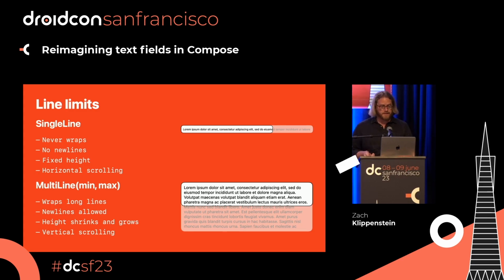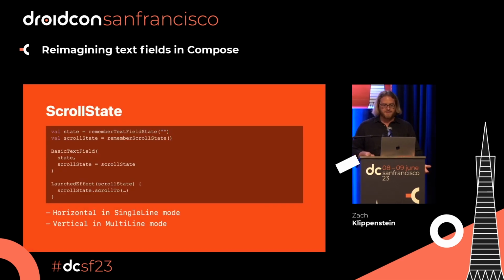And speaking of scrolling, we get asked a lot, well, the field can scroll. How do I read that scroll position or control it? And there's no way to do that with the current API. So we just pulled up the scroll state that we have internally and made that part of the public API. You're welcome.